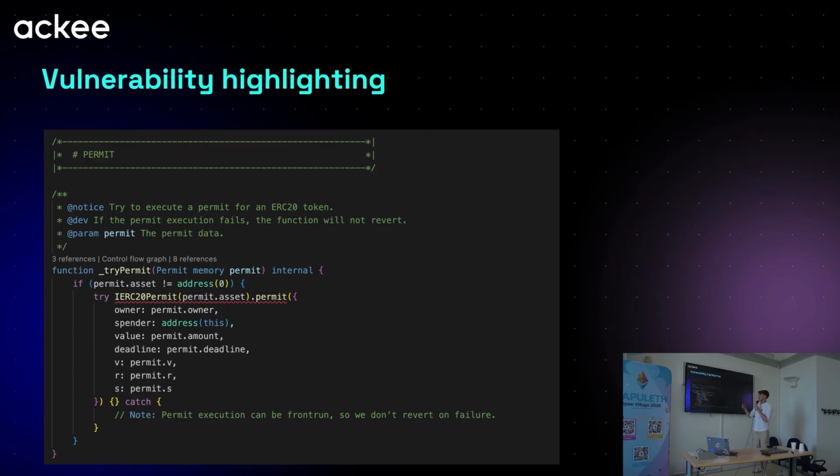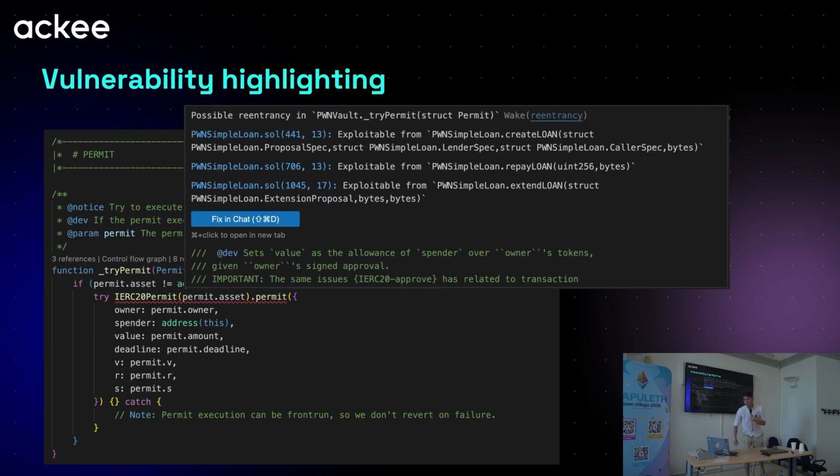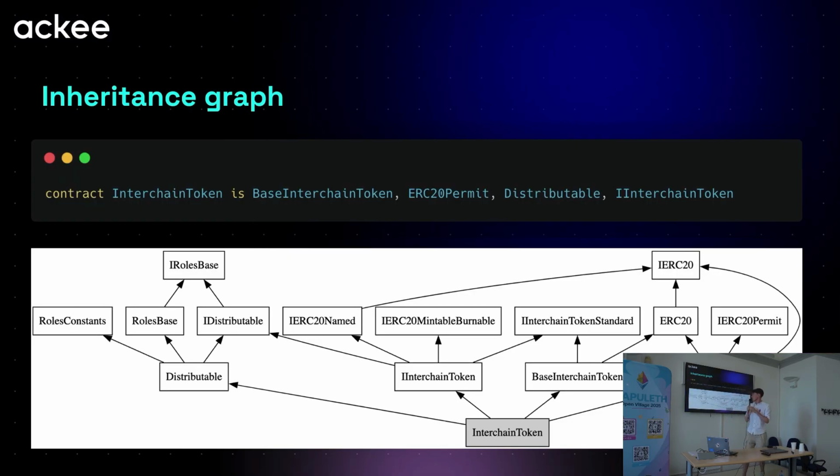Also, it does vulnerability highlighting. During a coding session, developers can see vulnerabilities and don't need to check after they finish their work on the codebase. Also, it provides some printers, which are useful for understanding the codebase. And one of these printers is the inheritance graph.